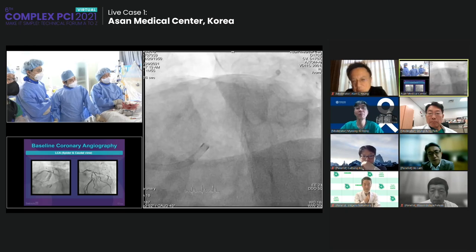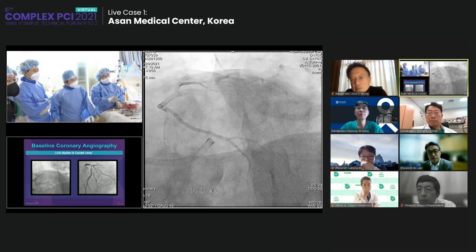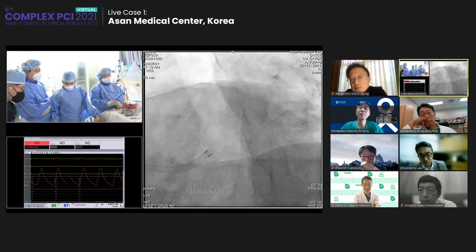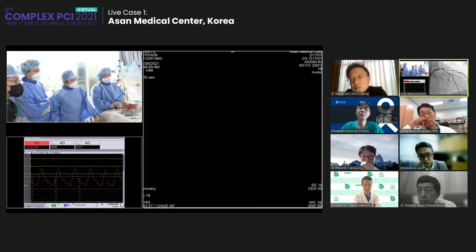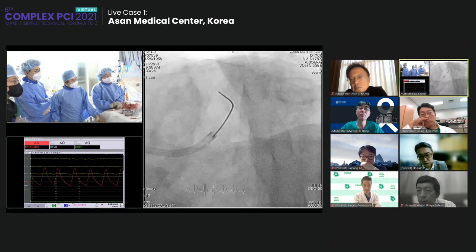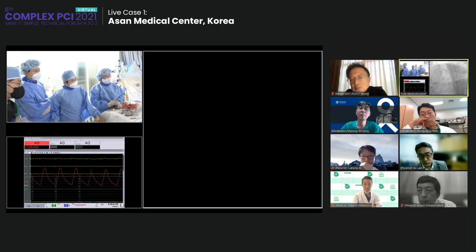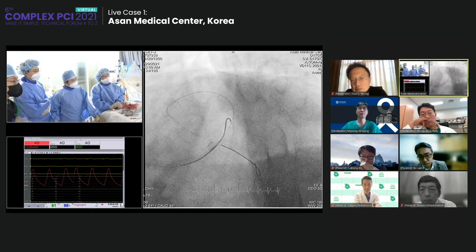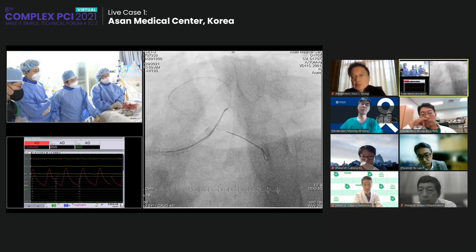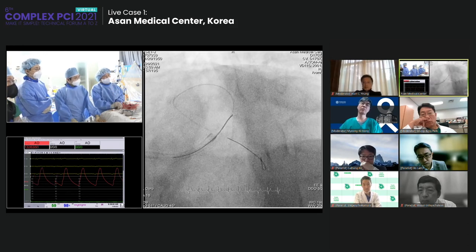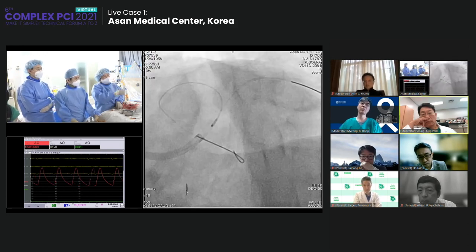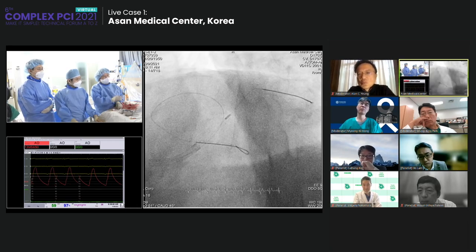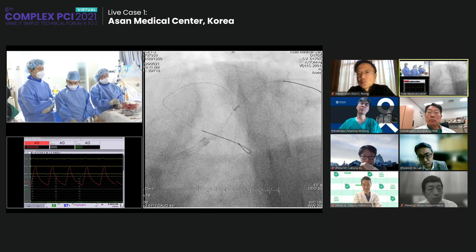The wiring is not easy, particularly the circumflex ostium wiring is not easy. All wires go through the high OM. Next, please. Insert wire to the LAD. Next. Yeah, try the circumflex wiring, not easy. Go up to the OM. Next, please. OM branches. Yeah, so I use the double lumen catheter. Next. So using the double lumen catheter, I can insert the wire to the circumflex.